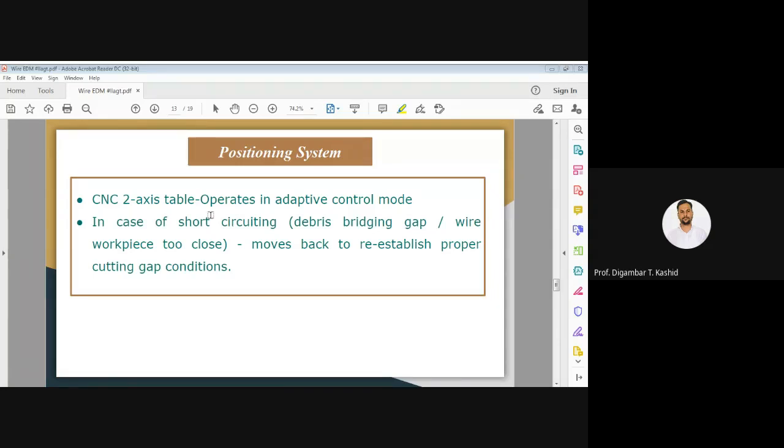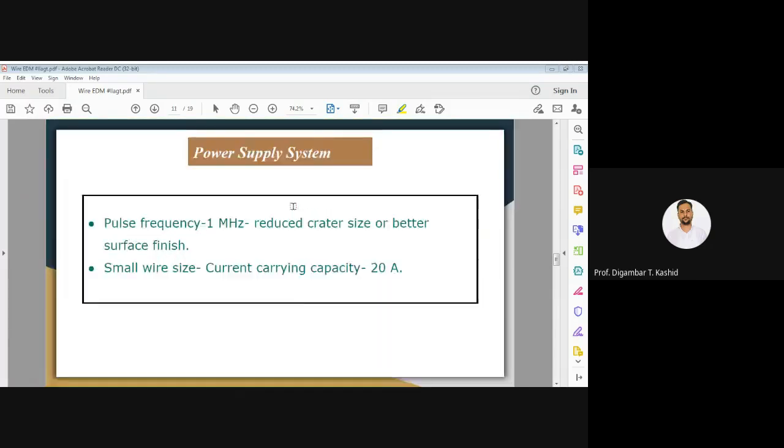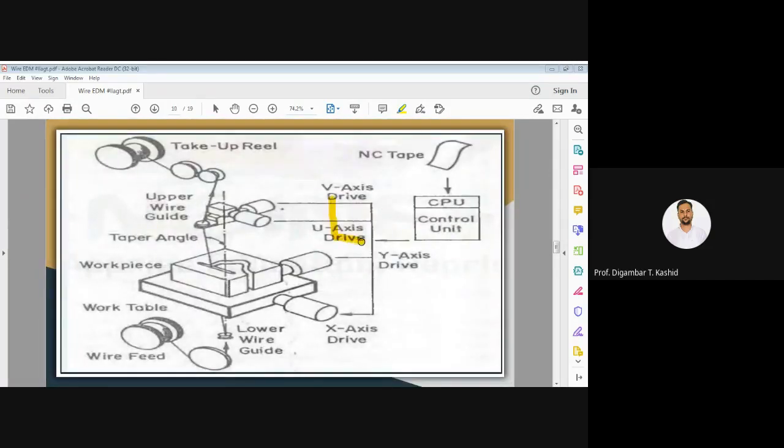we can cut a 2D complicated surface. So for that purpose we need a CNC positioning system. This CNC table you can see in this diagram also. Actually this CNC table works in an adaptive control mode. Now this adaptive control mode is that if there is cutting of the workpiece in a complicated contour, sometimes your wire may touch your workpiece surface.